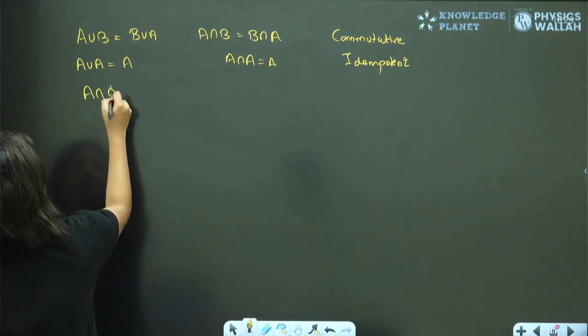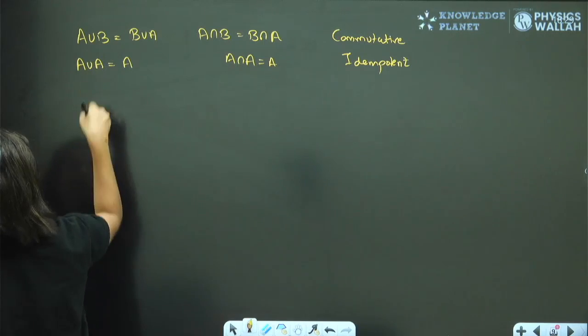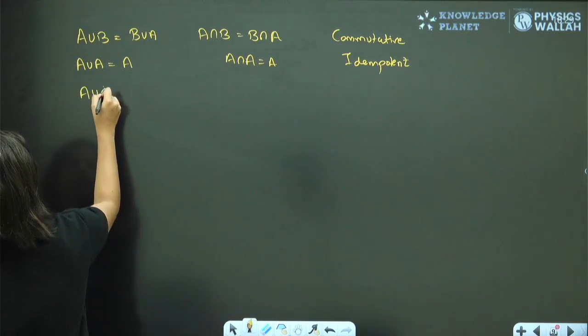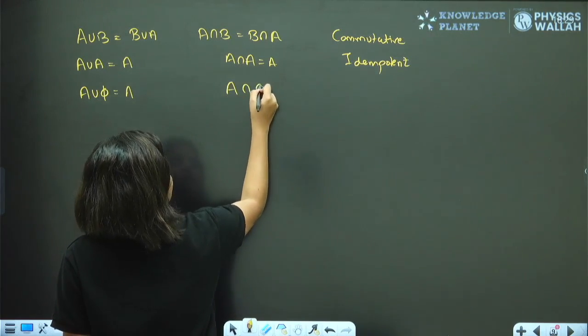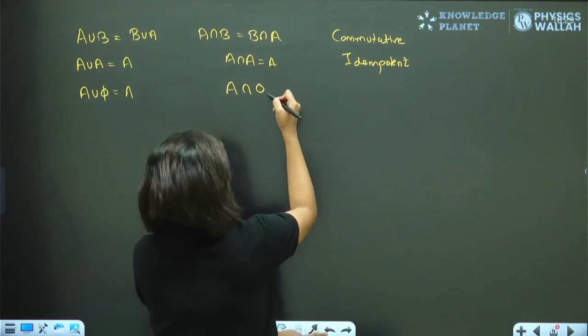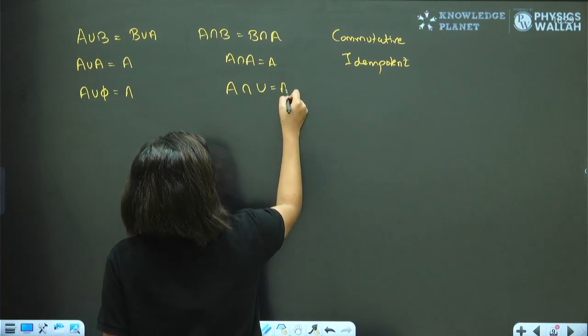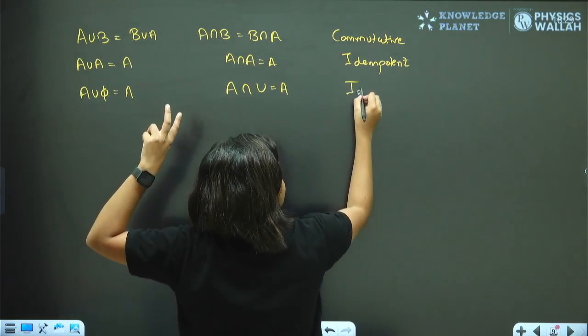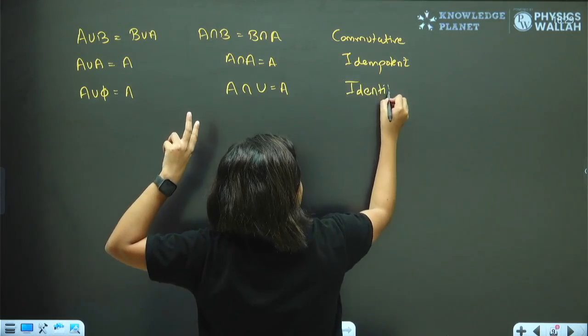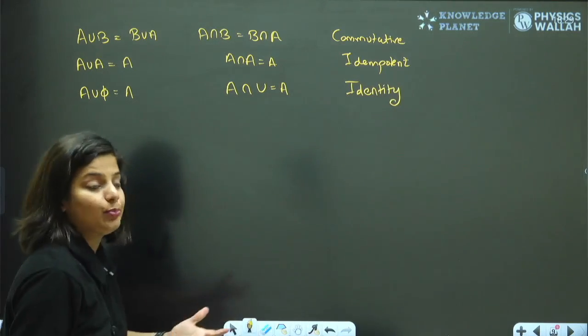A union phi is A, and A intersection with U is also A. Can you see the input is A, the output is A? That means input and output are the same. It's called the identity property.